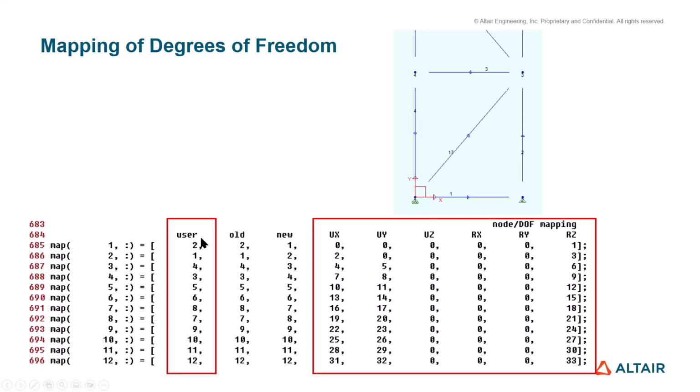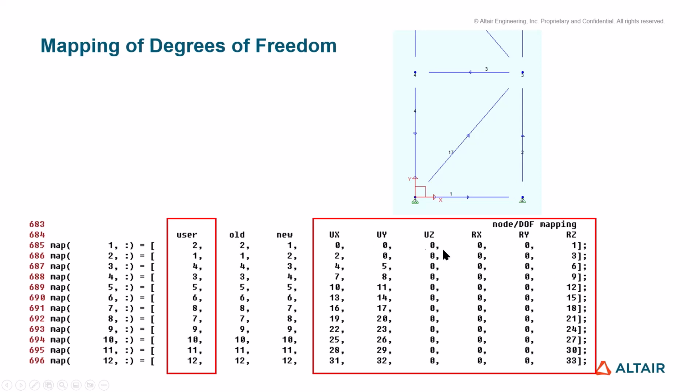So the user node number is what you selected as the joint numbers of your structure. So these will be the ones actually that you will see in the graphics window or in the spreadsheet window in S-Frame. The new is the renumbered, and this is sequential, as you can see. And then we have this table here, which is actually the one that gives us the degree of freedom mapping.